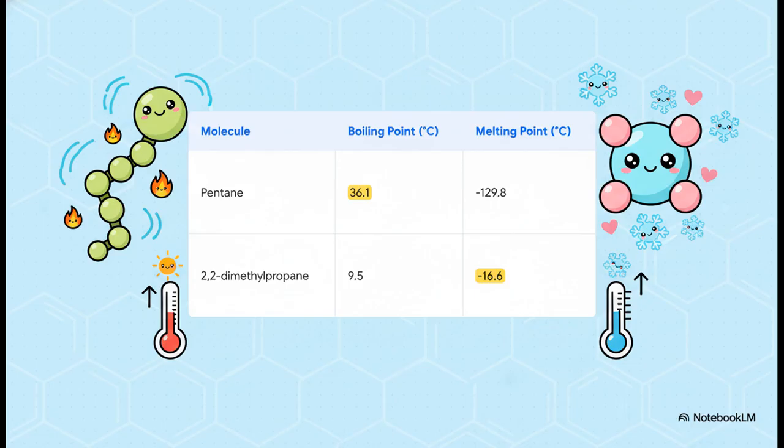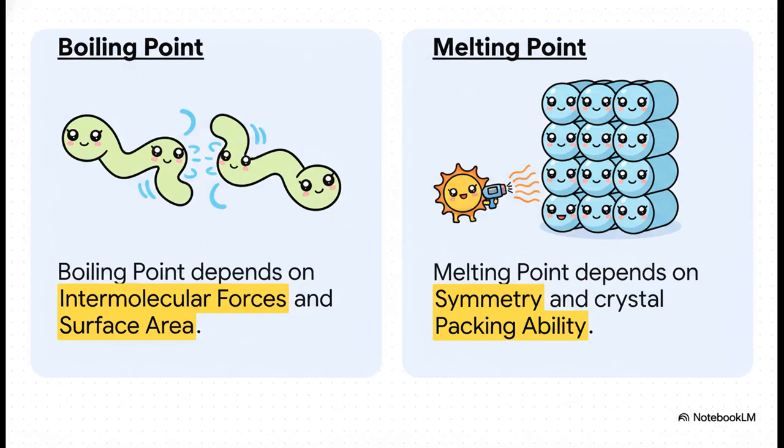So what on earth is going on? And here is the twist. For melting, it's not just about how strong the forces are, it's also about how well the molecules can pack together into a solid crystal. The supersymmetrical ball-like shape of 2,2-dimethylpropane lets it pack into a really neat, tight crystal structure, kind of like stacking bricks. The floppy, awkward shape of pentane just can't pack together that well, and it takes a whole lot more energy to break apart that beautifully ordered crystal, which gives it a much higher melting point.